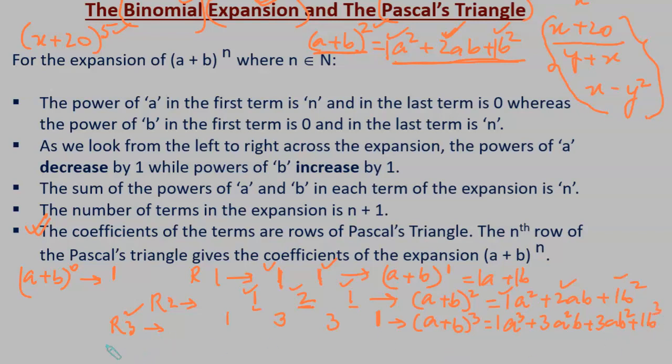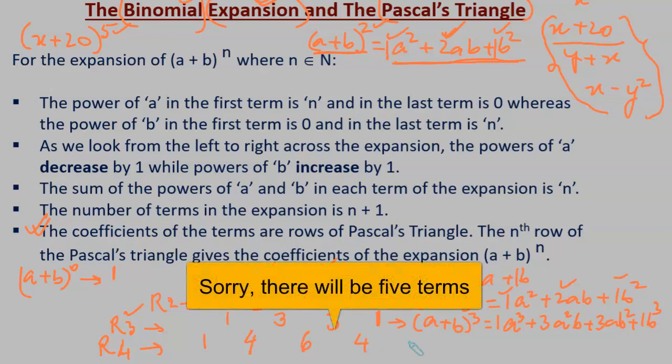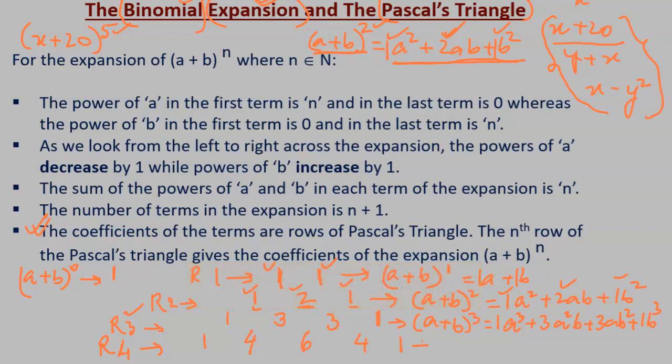Okay. Next, if I come to say R4, what will that be equal to? Starting with 1, 1 plus 3 is 4, 3 plus 3 is 6, 3 plus 1 is 4, and since it is R4, there will be 4 terms, so the last one will obviously be equal to 1. So this is a plus b whole to the power of 4.